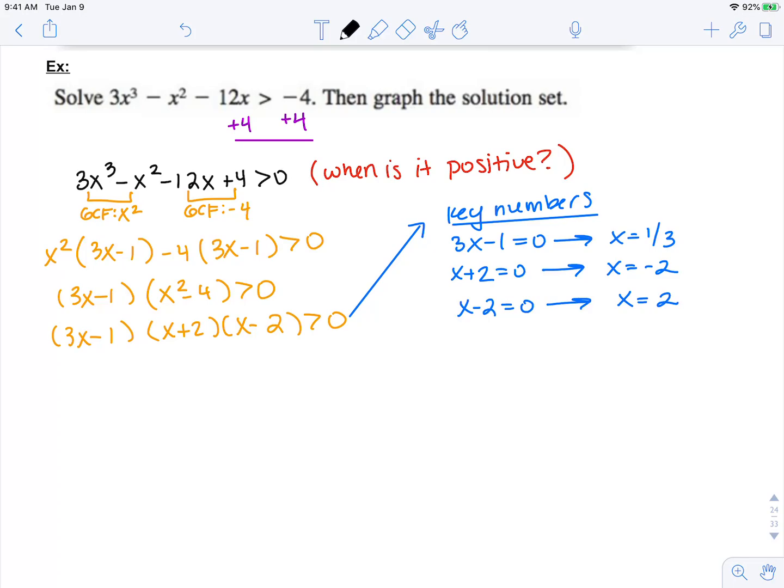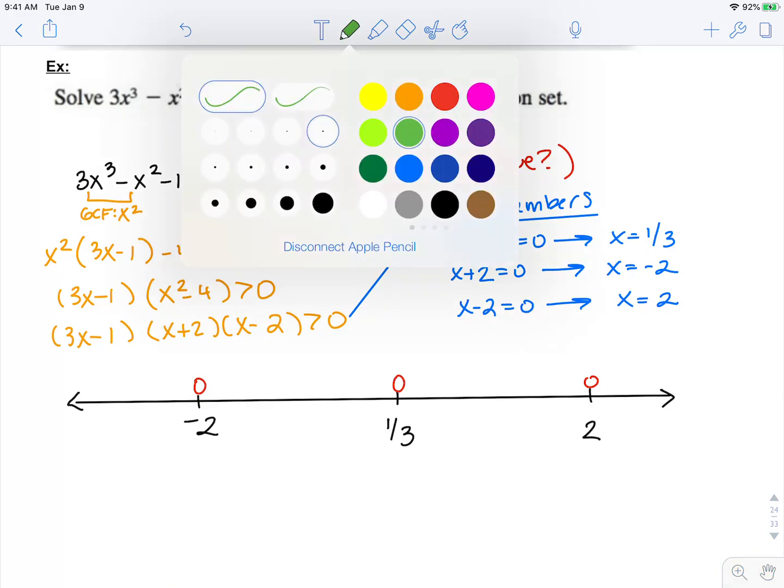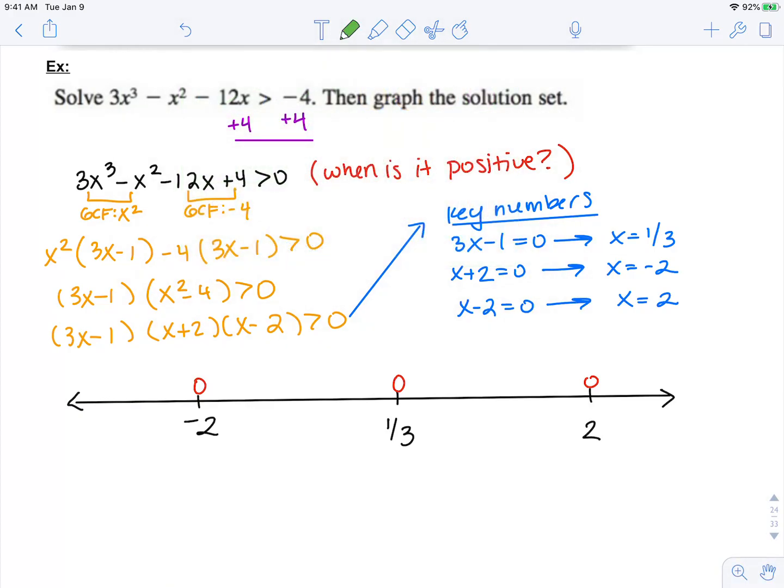Now in order to do this, I like to arrange them on a number line. I'm going to make this long just so I have space. Okay, so -2 is first, and then 1/3, and then 2. And we know at each of these values our polynomial is 0. So now in this interval here, from -infinity to -2, I could pick an x value, let x equal -3, for instance. You can pick whatever x value you like as long as it is less than -2.